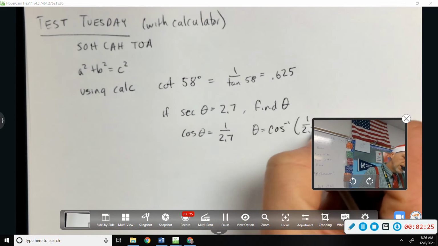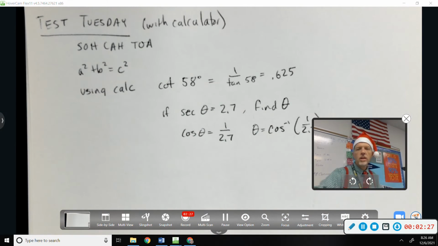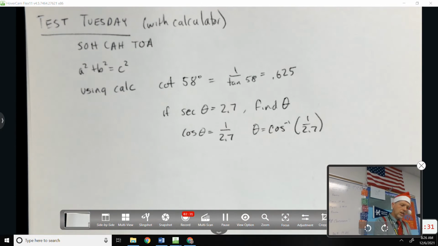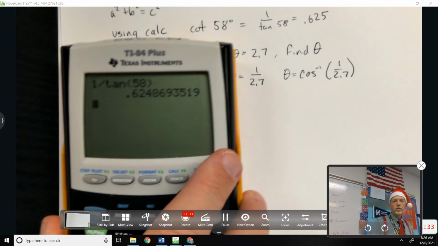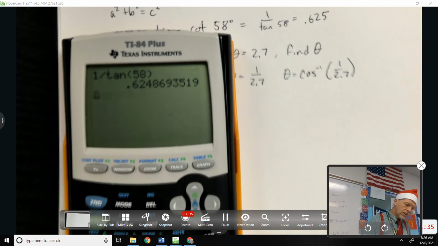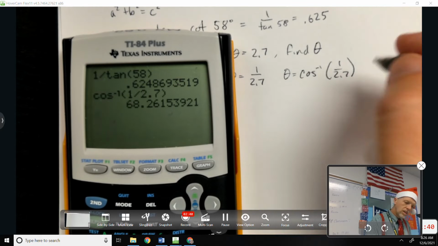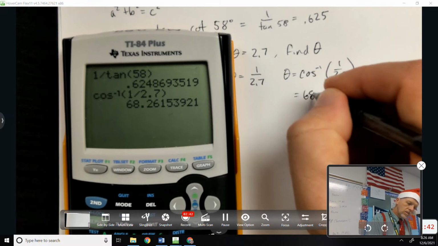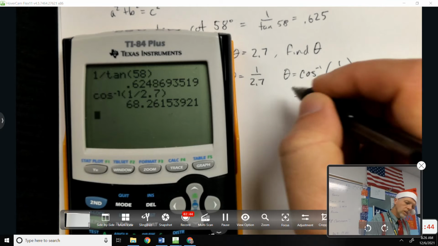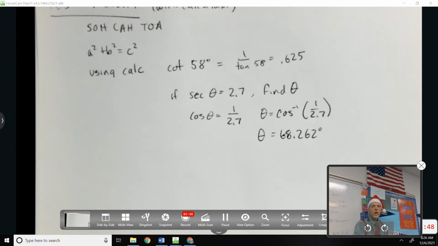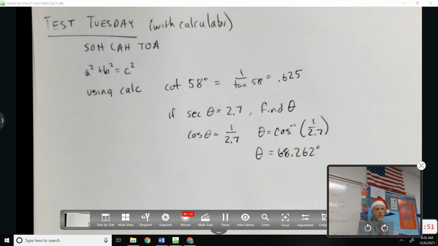So anytime we're looking for an angle, we're going to do the inverse button. Anytime you're looking for an angle, you'll do inverse cosine, or inverse, whichever one you're looking for. Second cosine, 1 over 2.7. 68.262 degrees. Hopefully on a multiple choice test, if you make the mistake, it won't be there and you can go figure out what happened.